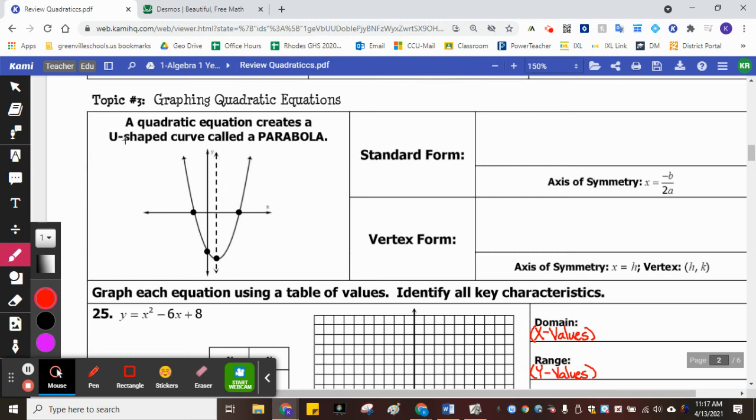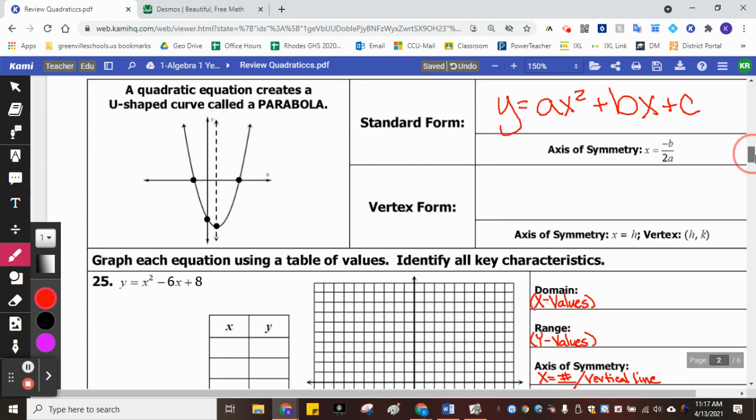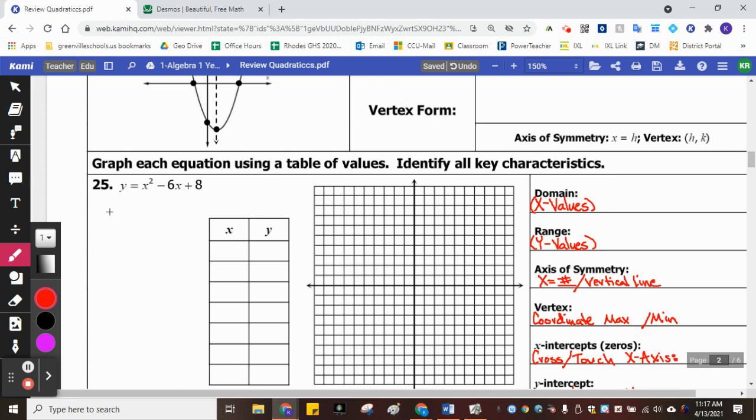Today we're reviewing graphing quadratic functions. So remember, with quadratic functions, standard form is y equals ax squared plus bx plus c. A is always the number with x squared, b is the number with x, and c is just the number by itself. When you're trying to find the axis of symmetry, you do the equation x equals negative b over 2a. So if you were to come down on question 25 and do that, find the axis of symmetry.